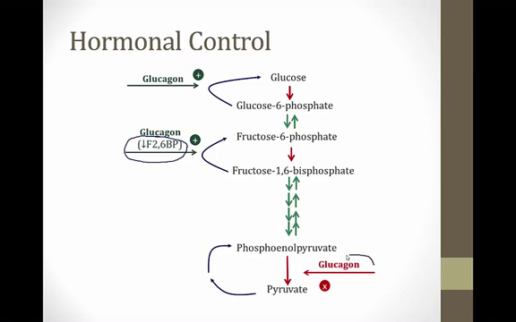Glucagon has been shown to inhibit the conversion of phosphoenolpyruvate to pyruvate. This slows down glycolysis. Insulin has the opposite effect. Glucagon has also been shown to activate the conversion of glucose 6-phosphate to glucose. Insulin has the opposite effect.